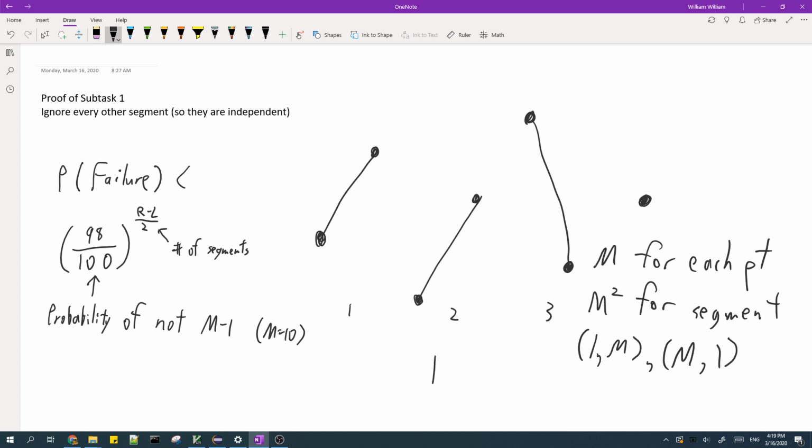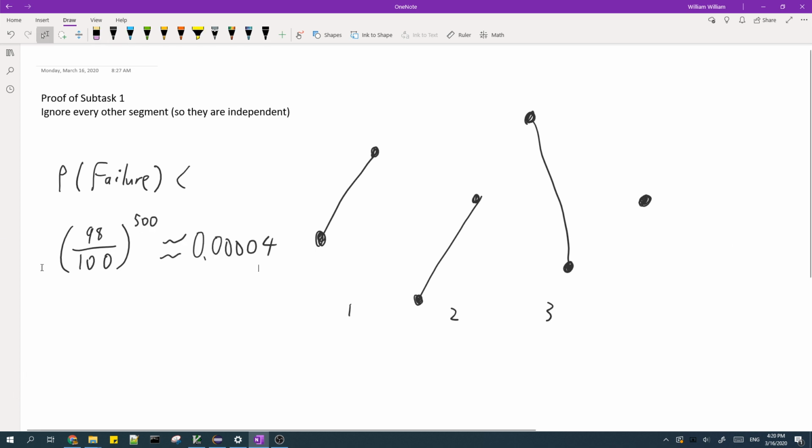So in order to find the probability that the segment does not have a height of n minus 1, we take 1 minus 2 over n squared, and for m equals 10, it turns out to be 98 over 100. So lastly, if we plug in the numbers here, we'll find that the probability of failure is very, very small. So this explains why the solution works.